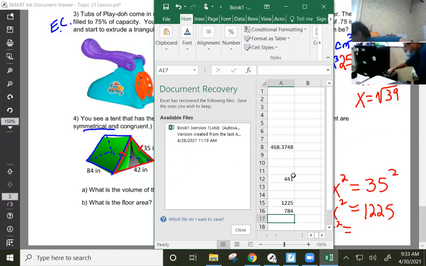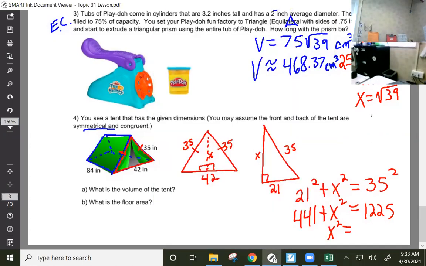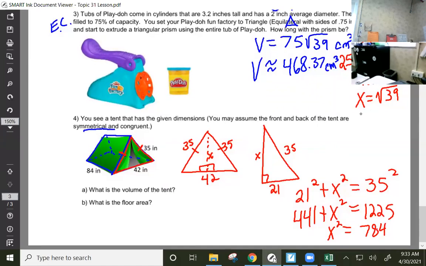784. And therefore, I ran out of room on the bottom. Therefore, x equals the square root of 784. That was a lot of work, but it all worked. It was a lot of work.